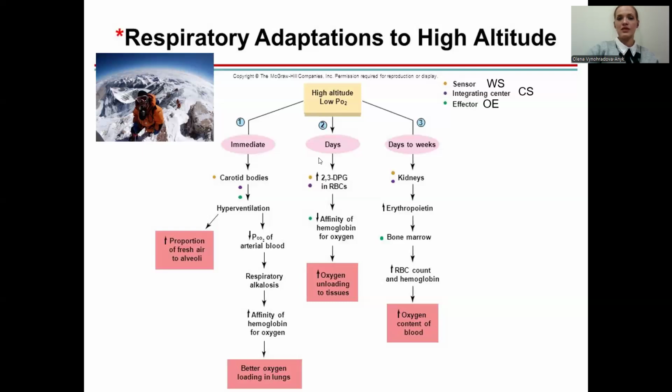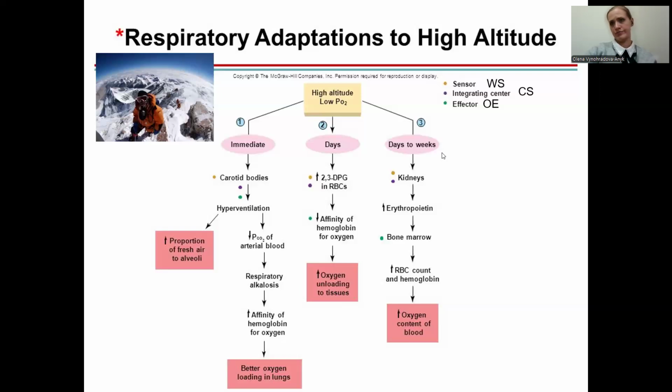Second step: adaptation during a few days. During a few days, in our red blood cells, 2,3 DPG increases. As a result of increasing 2,3 DPG, the affinity of hemoglobin for oxygen decreases, and oxygen unloading to tissue is increased.